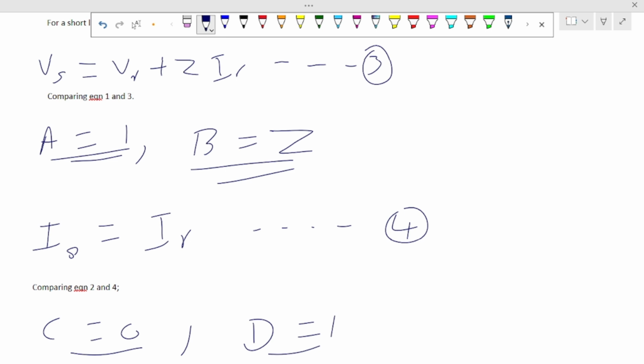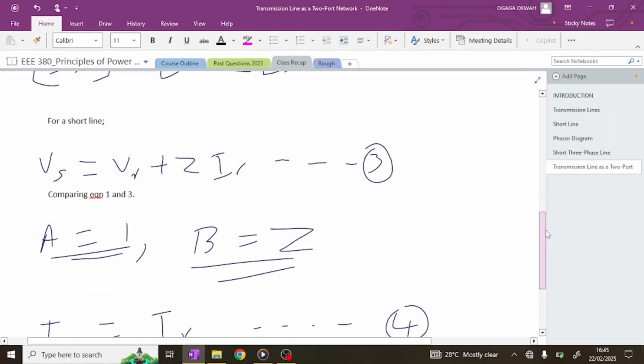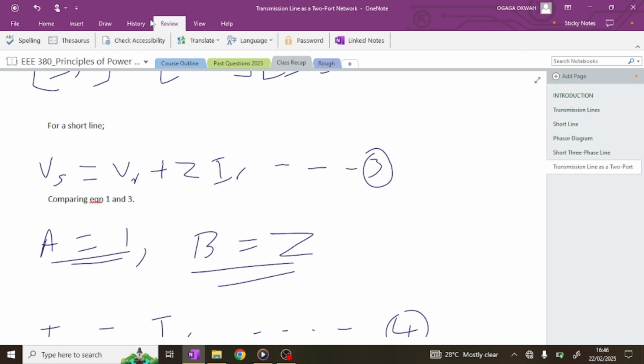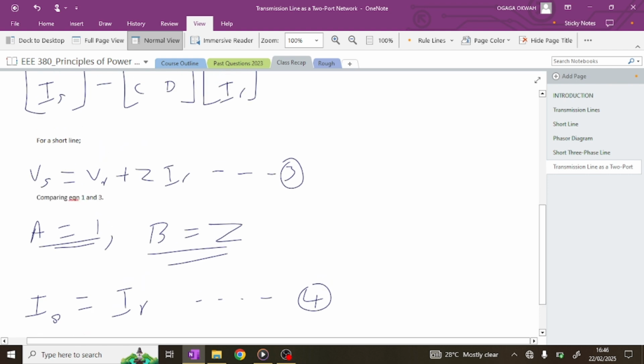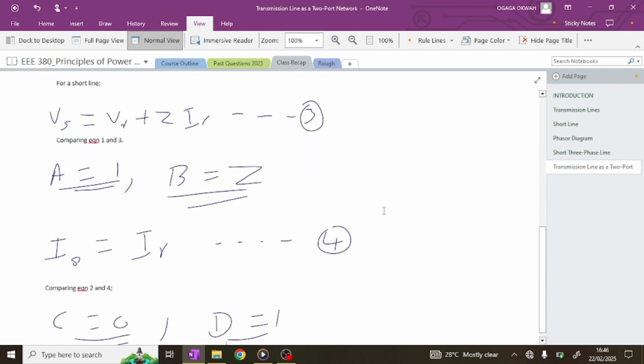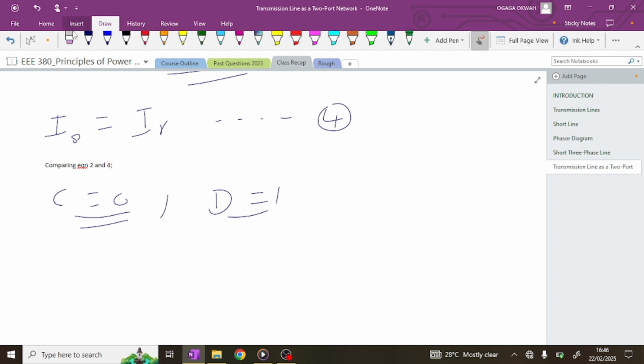Done. So this is just the basic idea of the ABCD constants for a short line. Just bear in mind that for a short line, A equals 1, B equals Z, that's the impedance, C equals 0 and D equals 1. We are going to need this. There are a lot of things we've kept saying we are going to make use of later, but it's all for our good.